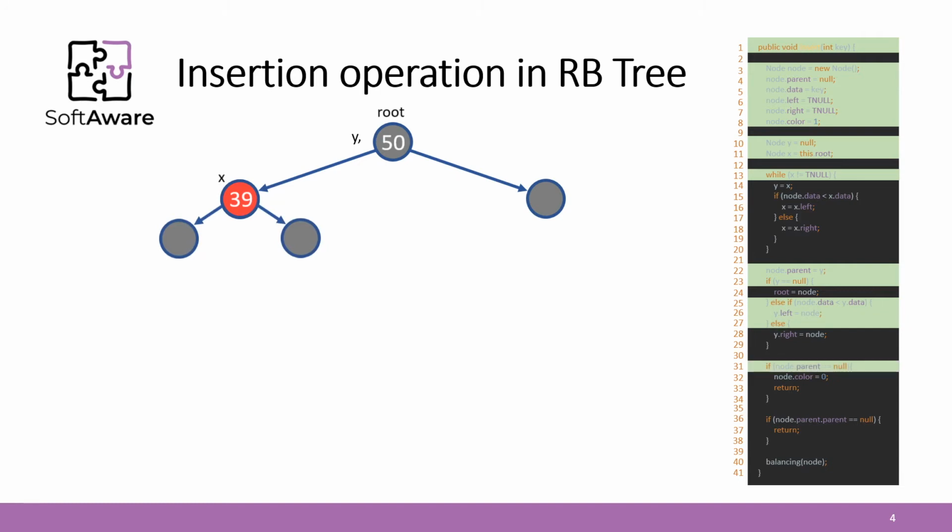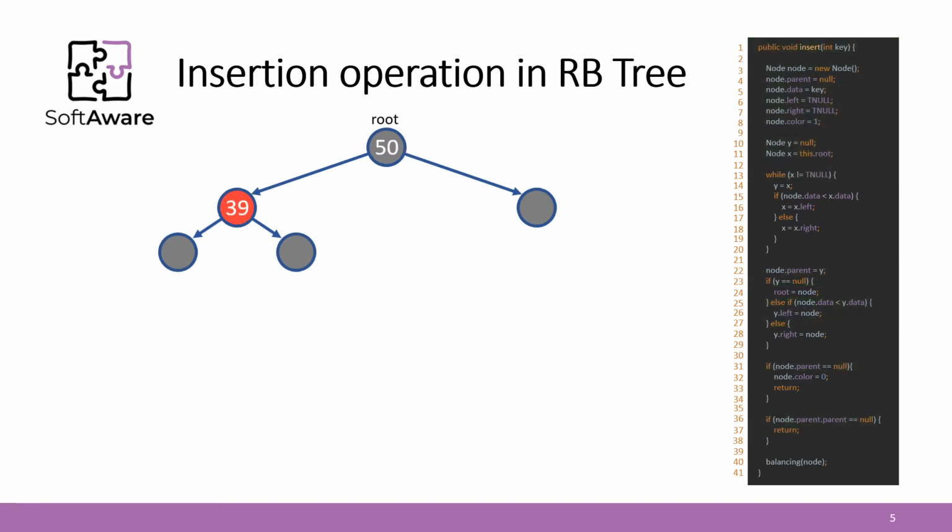Next, we check that the parent node is no longer null, so we check if the inserted node is the second node after the root. Yes, it is the second node, so we return from our insert operation, avoiding further executions.